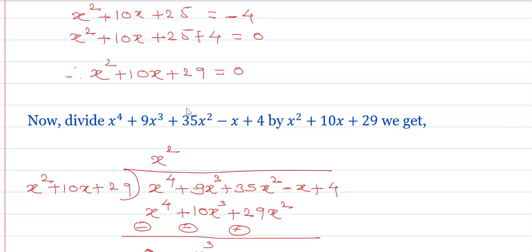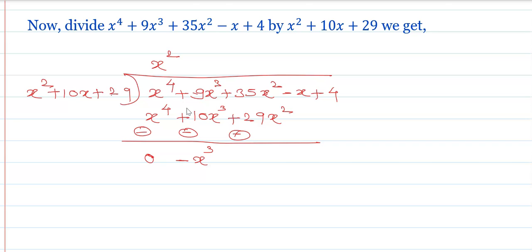See this here, 35x square minus 29, then you will get plus 6x square minus x, and lastly plus 4.